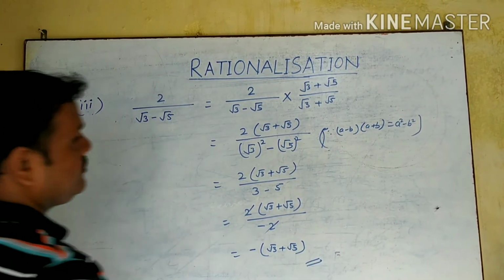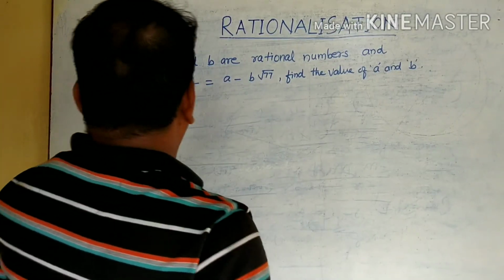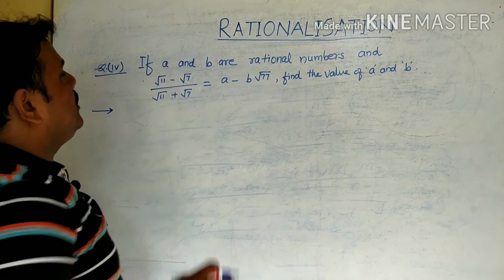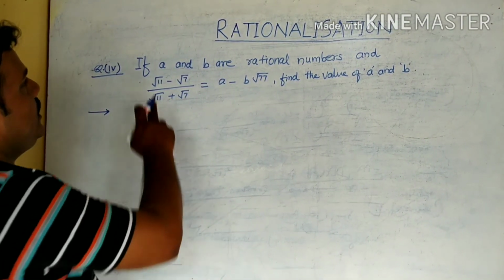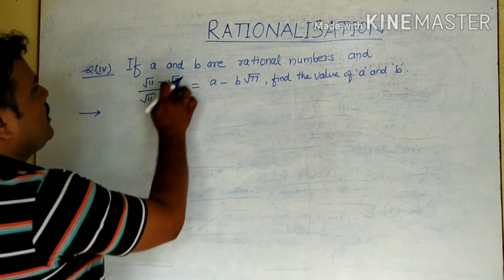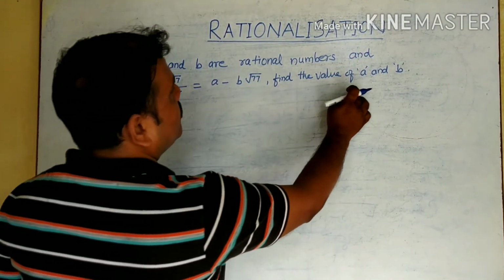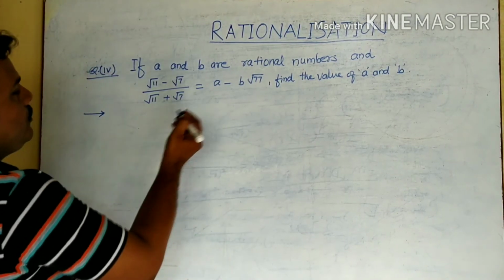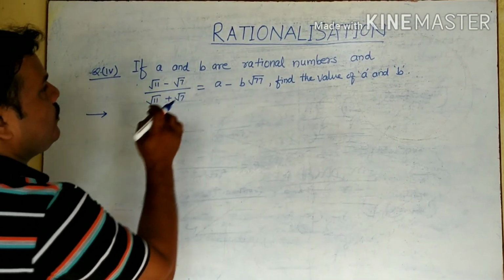Okay children, now we will go for the next question: if a and b are rational numbers and this value is equal to this one, find the value of a and b. How will we solve this one, how will we find the value of a and b?